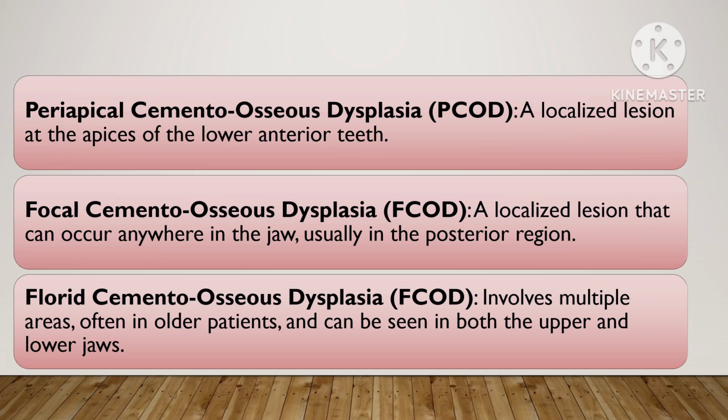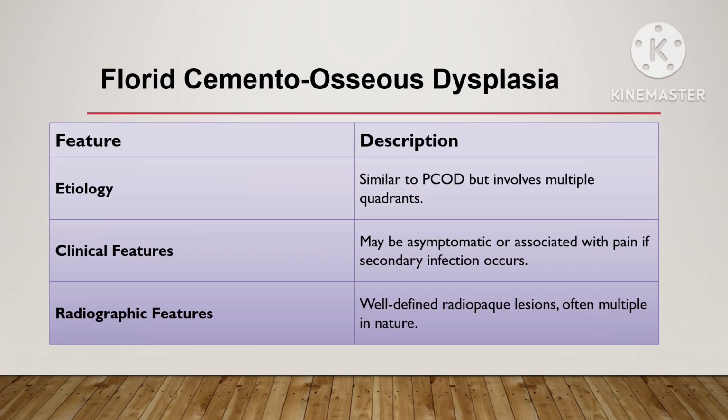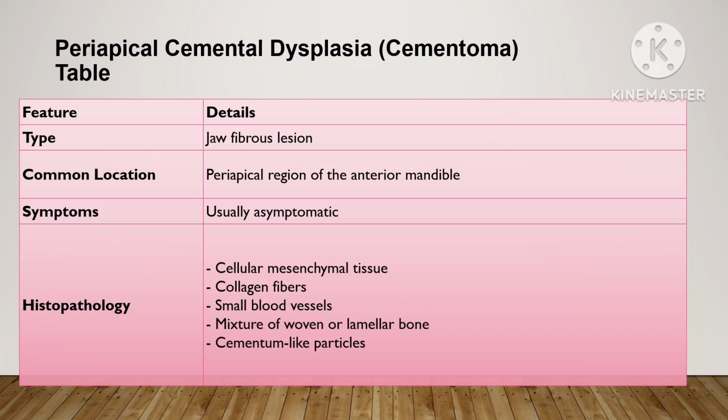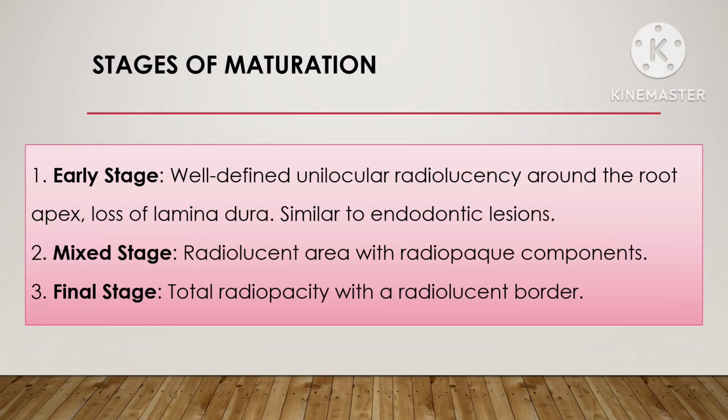Another is the focal Cemento-Osseous dysplasia. Here we can see it localized in a specific area of the jaw. And the florid Cemento-Osseous dysplasia, this one can affect multiple parts of the jaw, making it more extensive. Periapical cemental dysplasia is commonly known as cementoma, and it affects the periapical area of the anterior mandible.